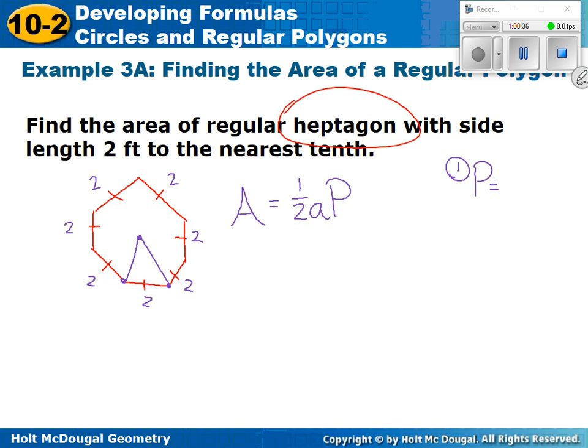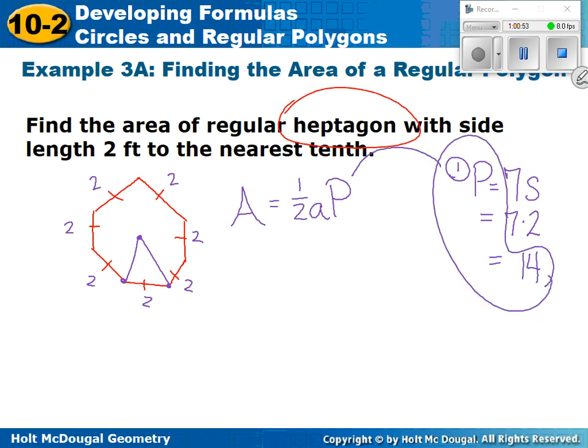How am I going to find the perimeter of this 7-sided figure? 2 times 7. There's 7 sides, so we'll just do 7 times each side, which is 2. What's 7 times 2? 14. We're going to take that and we're going to plug it in for the perimeter over here. So we have 1/2 apothem times 14.